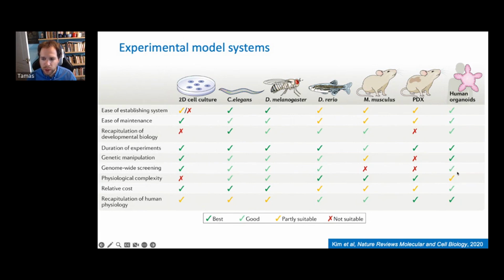So human organoids, as you can see, there are lots of green ticks, which is great. You can see that C. elegans and Drosophila has similar amount of ticks. But the biggest difference is obviously the physiological complexity, where it's much minimal compared to these organs. However, there's a really big green one here, which is recapitulation of human physiology. So that could be actually very useful. You can consider human organoids as kind of a great compromise in these features between the invertebrate models and the more complex vertebrate models that are not as good for certain points than human organoids could be.